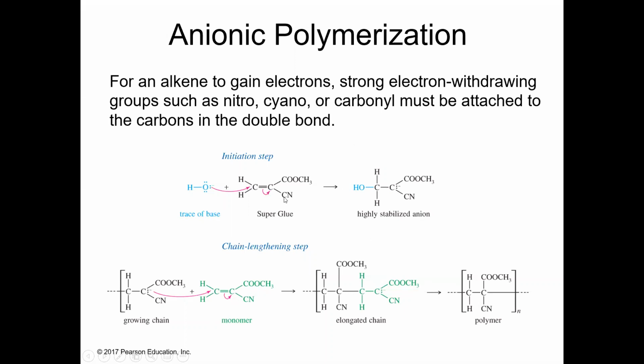In this case, we have two strongly electron withdrawing groups, the nitrile and the ester, both of which can stabilize the negative charge by resonance. This anion then attacks another monomer, which generates another anion that attacks another monomer, and the chain grows. So all you need for superglue to harden is just a little bit of moisture, which will produce a trace of hydroxide ions, which will initiate the hardening of the superglue.